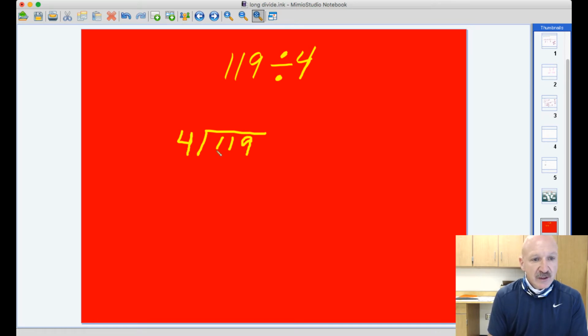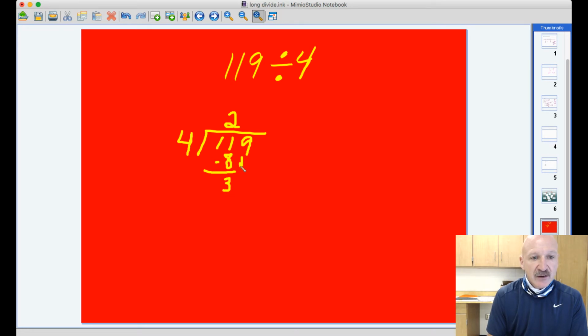So 4 go into the first part. 4 will not make 1. So now we got to go to 2 parts. So will 4 make 11? It won't make 11, but we can get as close as we can without going over. And we can do that by using 2 4s. So 2 times 4 is going to give us an 8. Okay, and so now we have a new remainder of 3.